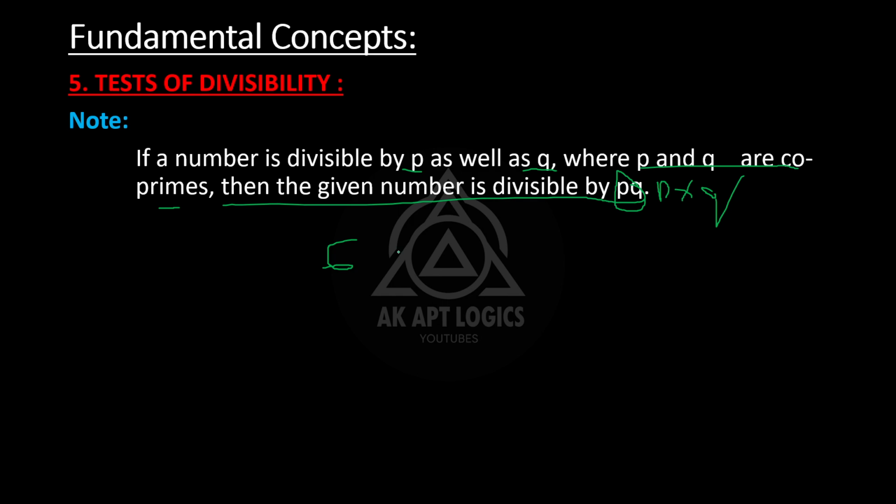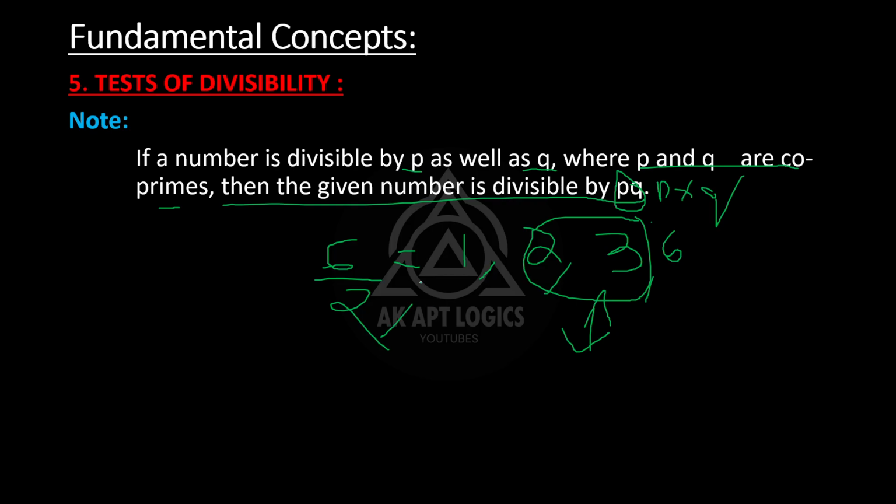We're going to take 6. What are the factors of 6? 1, 2, 3, sorry, 6 not 4, right? Take any two co-prime numbers. So I'm going to take 2 and 3, which are co-primes, because their HCF will be 1, which I already discussed in the first class. The common factor for 2 and 3 will be only 1, the highest common factor. So is 6 divisible by 2? Yeah. Is 6 divisible by 3? Yeah. 2 threes are 6, 3 twos are 6, right?